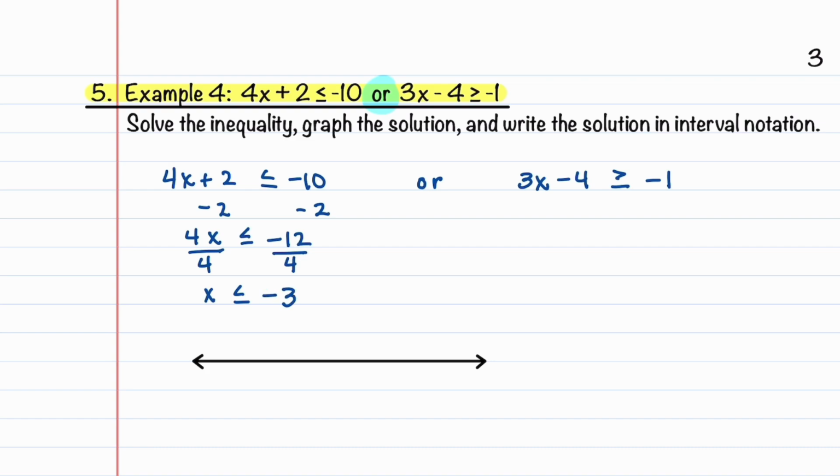Now let's go to the one on the right. We want to isolate the 3x, so let's add 4 to both sides. This gives us 3x is greater than or equal to 3. Now let's divide both sides by 3 to get x by itself, and this gives us x is greater than or equal to 1. Let's now graph our solution, so we'll go down here to the number line, and let's put a negative 3 on it, and then a 1.